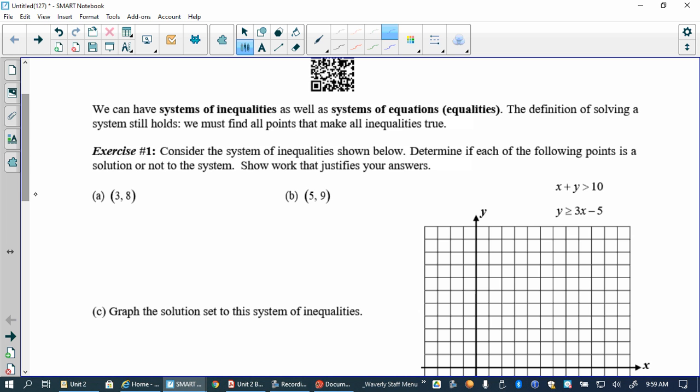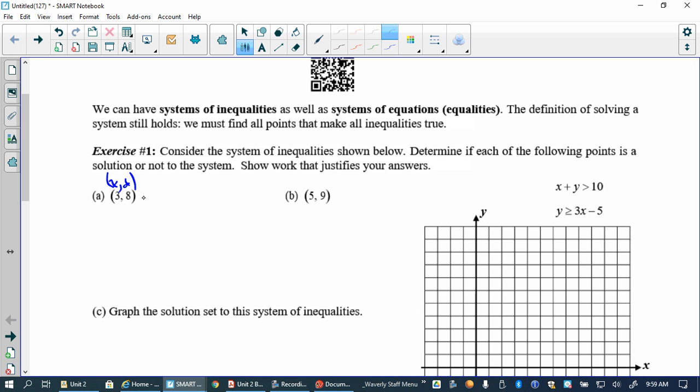Let's see. Consider this system of inequalities. Determine if (3, 8) and (5, 9) are solutions. So we've got x plus y greater than 10, and y is greater than or equal to 3x minus 5. Do we know how to check if they're a solution? The 3 is an x, the 8 is the y, and you plug them in, and it's got to make them both true. Just to save some time, (3, 8) yes, and (5, 9) is not a solution to that system. It doesn't make them both true.